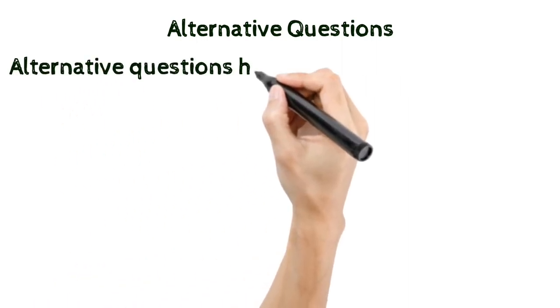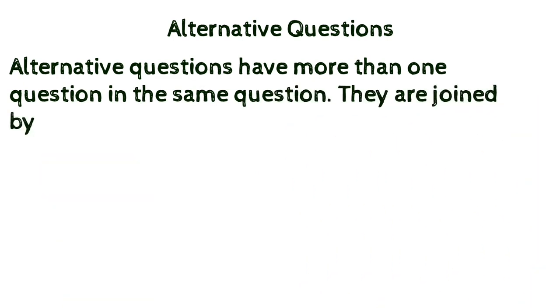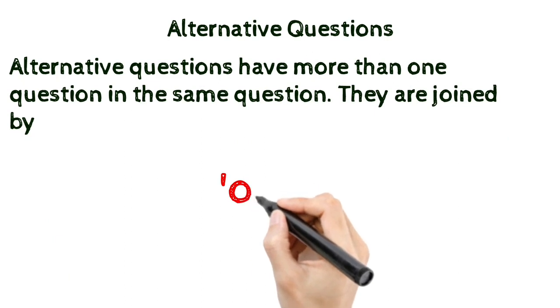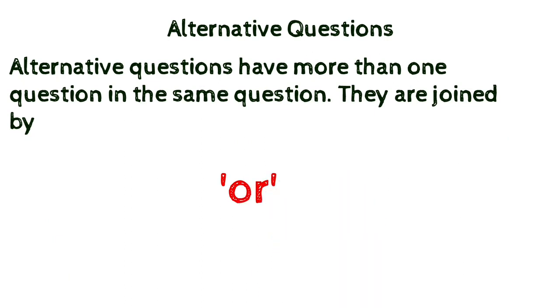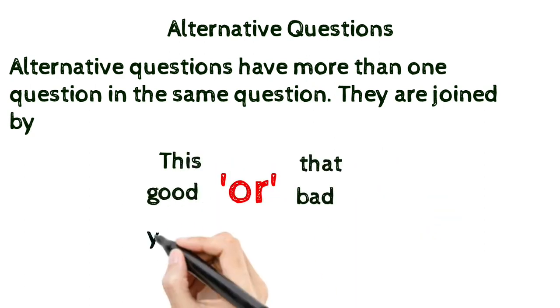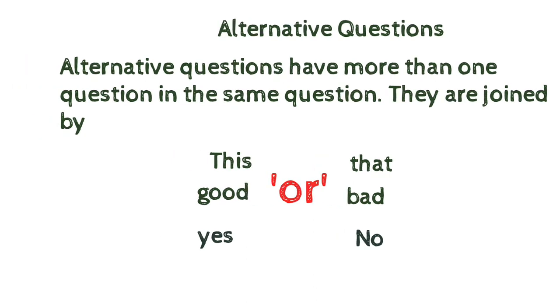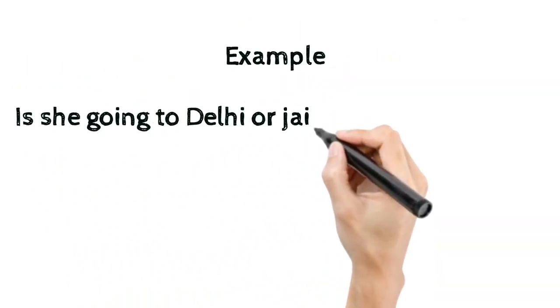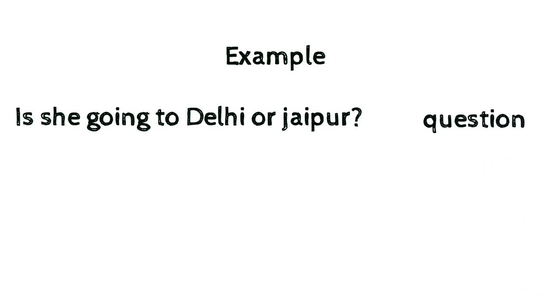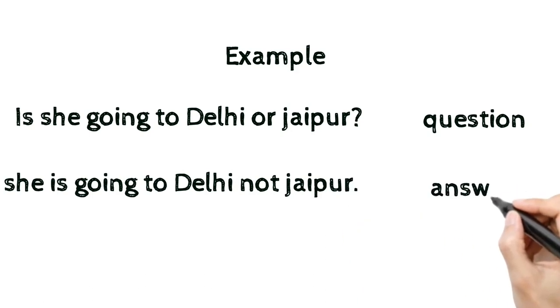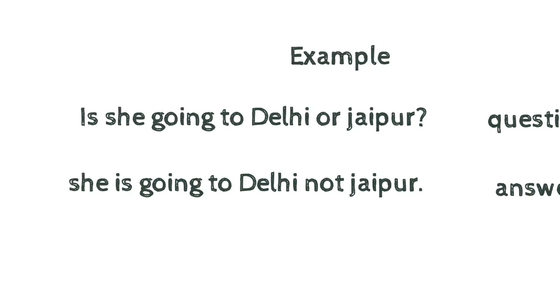And the next one is alternative questions. The alternative questions have more than one option in the same question. They are joined by or, like this or that, good or bad, yes or no. So, whenever you see the word or in a question, you think that this is an alternative question. For example, is she going to Delhi or Jaipur? We are adding or, you can see Delhi or Jaipur. So, our answer will be, she is going to Delhi, not Jaipur. Whenever you see an option given, you find the answer from it.